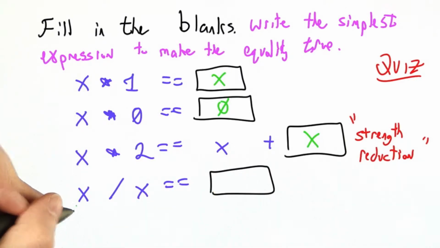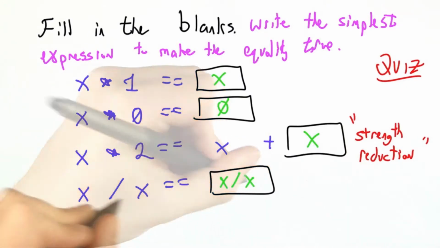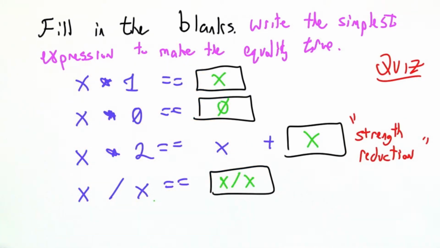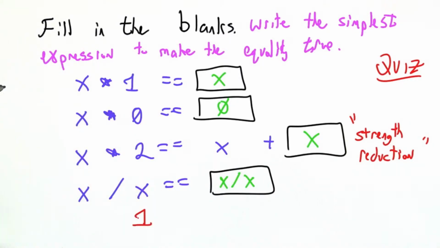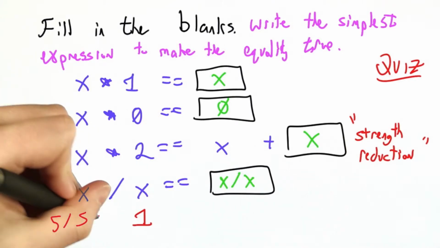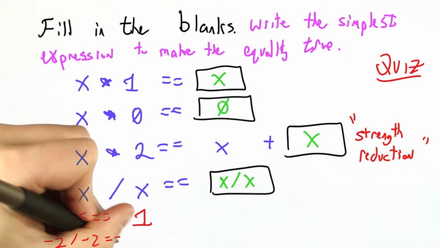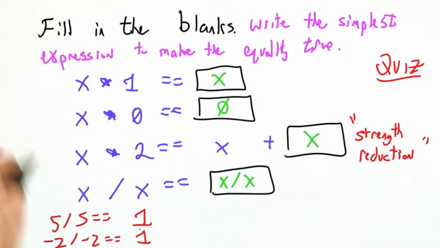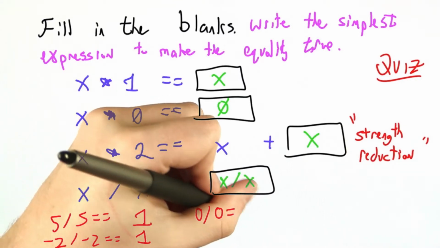Finally, we get to the last one, and the one that probably is the most controversial. X divided by x cannot safely be replaced with anything smaller. You'd really like it to just be 1. 1 is so tempting. 5 divided by 5 equals 1. Negative 2 divided by negative 2 equals 1. It seems like it's always 1, except for this one corner case.